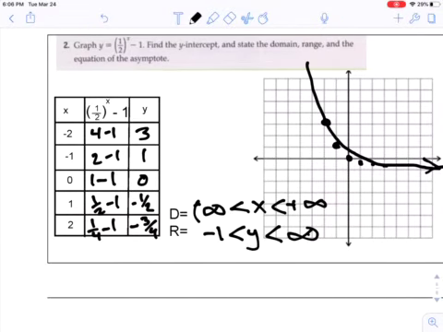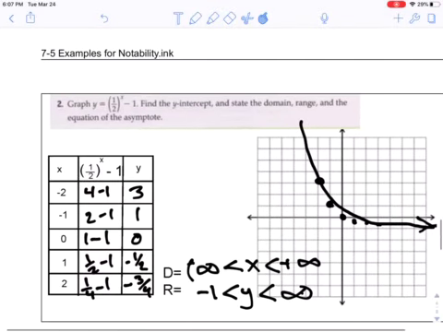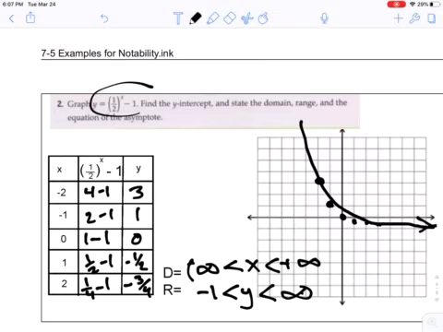All right. And then for your asymptote, this one, if you look at it, it's almost like it shifted down 1. And that's actually absolutely what happened, because if you look at the equation right here, they call this a translation. So we translated it down 1. We shifted the whole graph down 1. So our asymptote, instead of being y equals 0, is going to be y equals negative 1, because it'll get closer and closer to that, but never touch it.